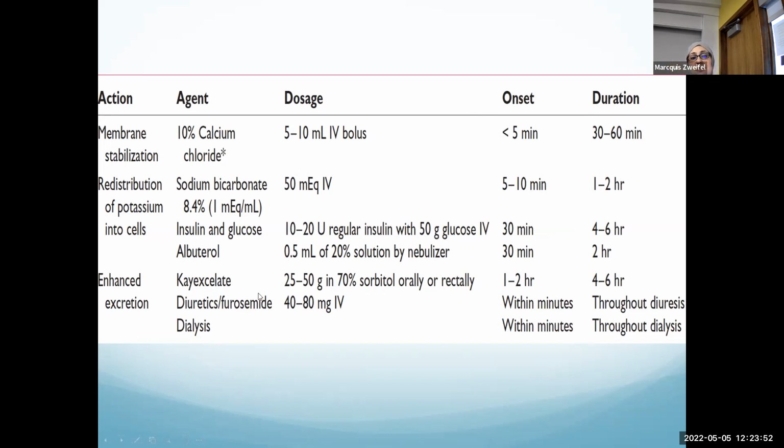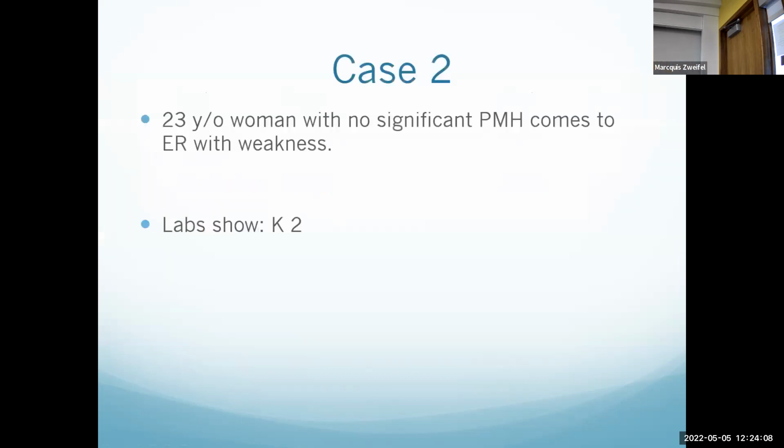If I give something like K-Exolate, it takes 1 to 2 hours, Lokelma will work in 1 hour, and then diuretics within minutes, and it really will last throughout the diuretic effect. So just keep that in mind as you're planning your management strategy.